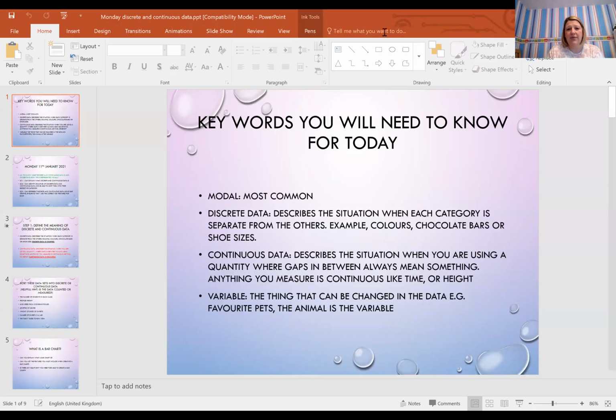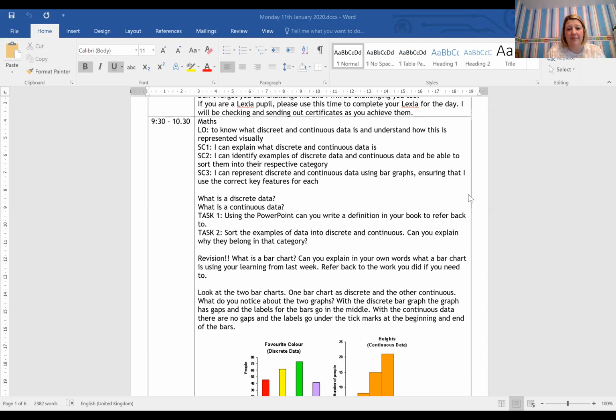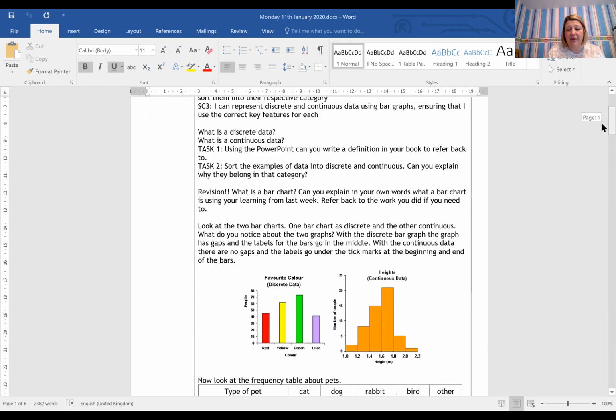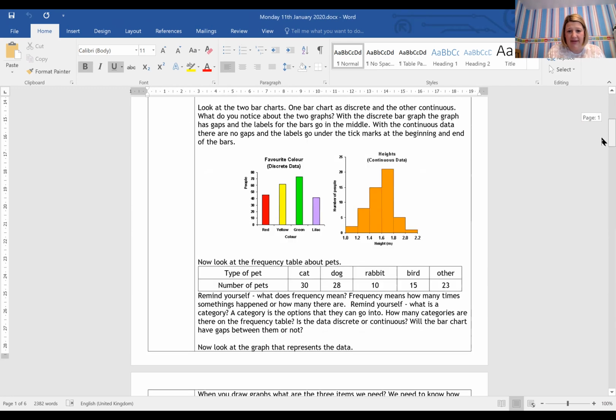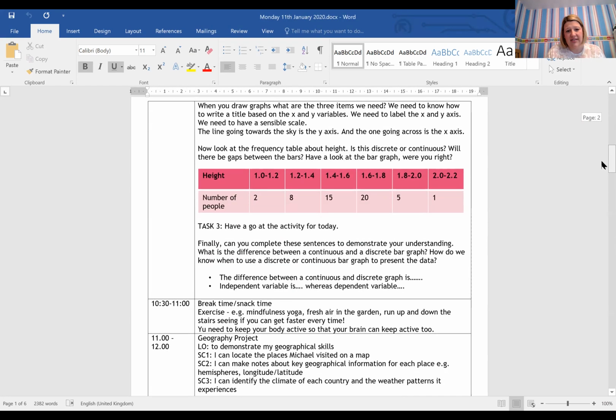So what we're going to do now is explain to you what the activity is. You can see that on the web page, everything that I've just gone through on the PowerPoint is actually on the web page as well. So if you're not able to open the PowerPoint, it's not a problem. It's all on there anyway. Then finally, task 3, have a go at the activity for today. And then I've got a little bit at the end that I'd like you to do as well to demonstrate your learning.